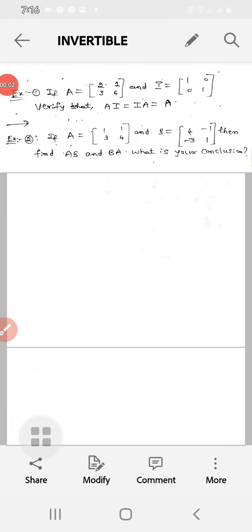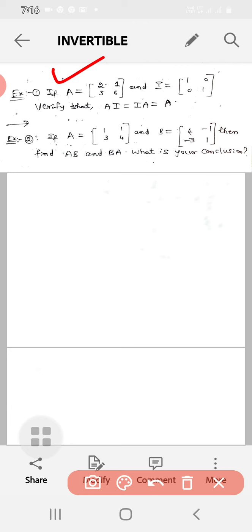Okay, let us continue our classes on matrices. In this video, I have considered two examples. The first example is: if A equals [2, 1; 3, 6] and I equals [1, 0; 0, 1], verify that AI is equal to IA is equal to A. So we have to verify this property, where I is the identity matrix and A is a square matrix of order 2 cross 2. This is the first example.